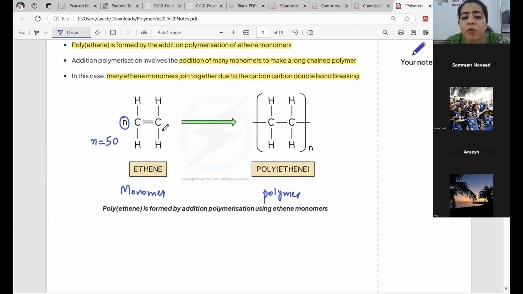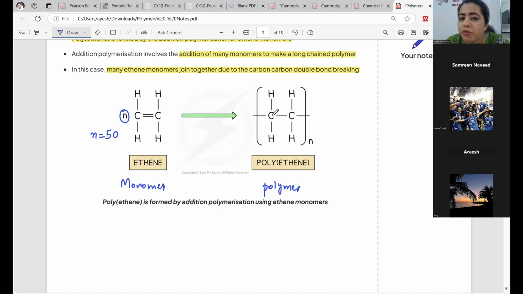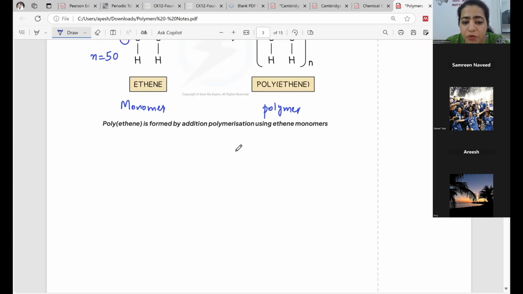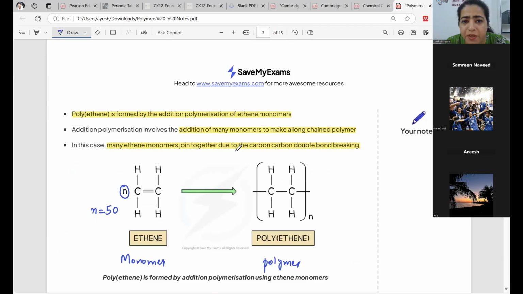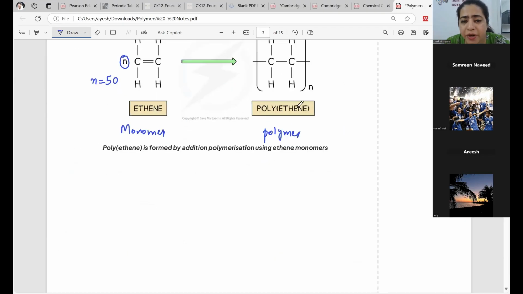There is a short form to show this, because if we are going to make this on paper, 50 ethene together, it will take a lot of space and a lot of time as well. So we can just make a short form of this ethene. We can tell how it is going to repeat again and again, and how many times. I will tell you how to write this repeating unit and the polymer formation. We'll come back to this example, how to write this.